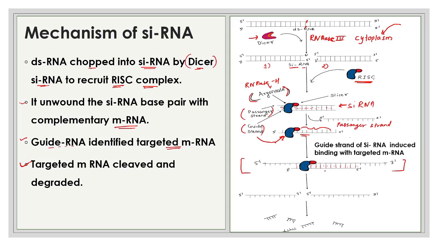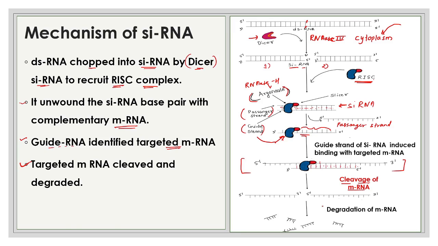So what next? The RISC assembly starts to perform its activity. Argonaute and slicer in the RISC assembly start to break the mRNA into small pieces. We can see cleavage of the mRNA. Then the cleaved mRNA is unable to form a protein. We can say we terminate the translation process. Then the cleaved pieces of mRNA start to degrade. This means the ultimate aim of gene silencing is completed with the help of siRNA technology.